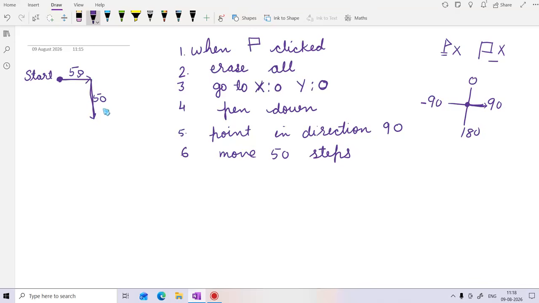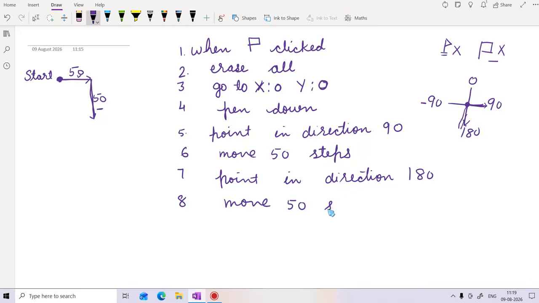After that, you can see the next line is going down. It is coming down, it means from the center, the line is coming down. So if it is coming down, we are going to take 180. So we write point in direction 180. And then finally this is 50, so line number 8, move 50 steps.